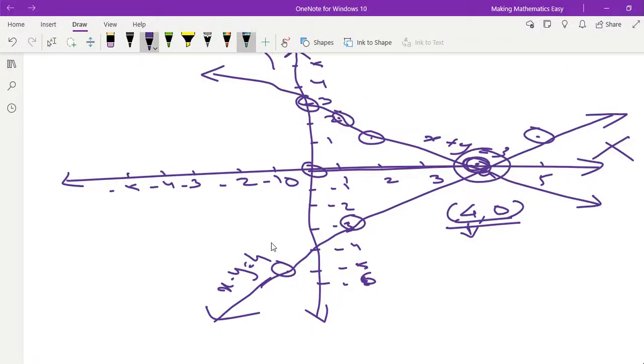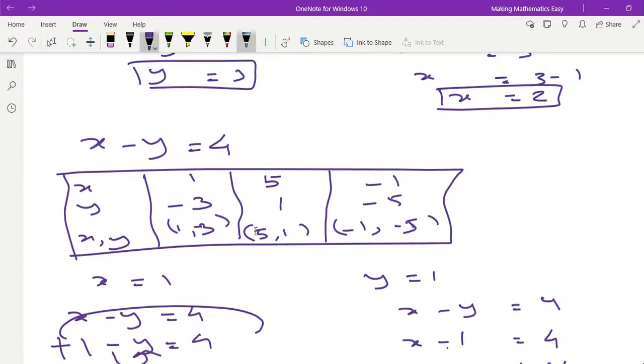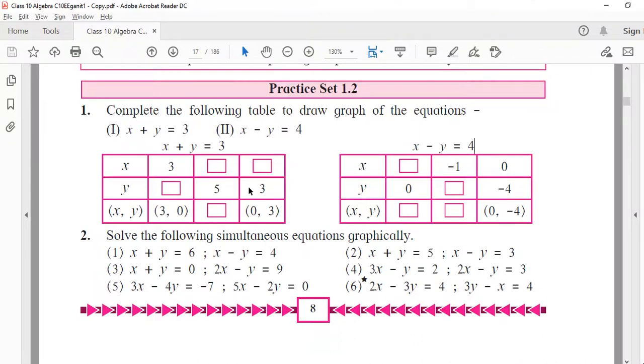In a similar way, the same way as we did, we need to find the values in a table for both the equations, and then plot those equations on the graph. That's it. And wherever you find the intersection point of those two graphs, of those two equations, that is your solution. Since we have 6 sums in exercise 1.2, we would not be able to do all the 6, but we can definitely try at least 3 sums.